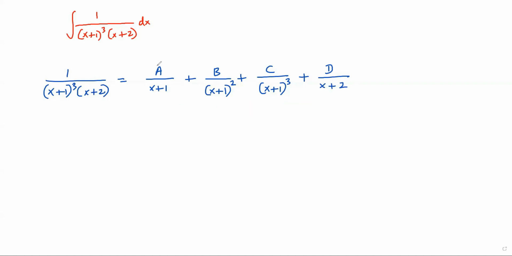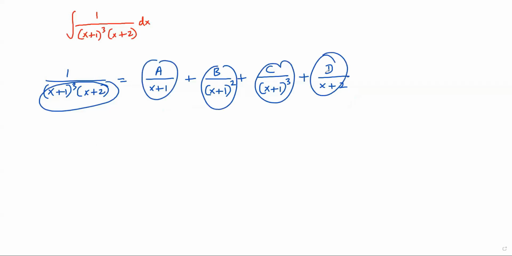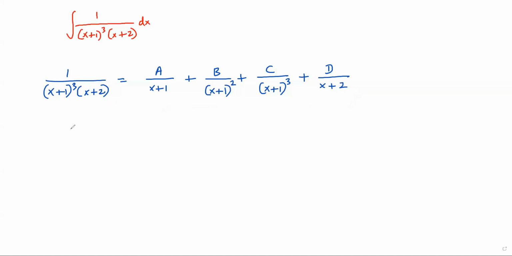Now my aim is to find the values of these 4 unknown constants. For that, I have to simplify the addition of these 4 fractions. For that, I have to get the least common multiple of the 4 denominators. That's nothing but the one we have on the left side, that is (x + 1) to the third power times (x + 2). So I have to get this as the denominator for each of the 4 fractions we have on the right side. Okay, let me do it.